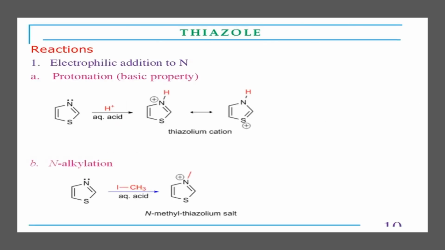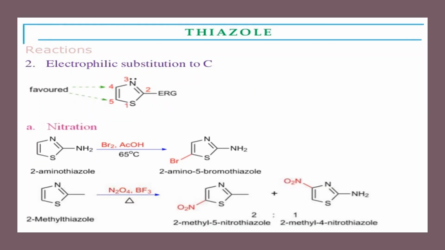Okay. Now let's go for the reactions, similar to that of your oxazole. It undergoes alkylation at nitrogen. When you treat it with an alkyl halide, you get the corresponding N-methyl thiazolium salt, similar to your oxazole ring. The favored position for substitution is similarly the 4th and 5th, with an electron donating group at the 2nd position; then only will it undergo substitution reactions.